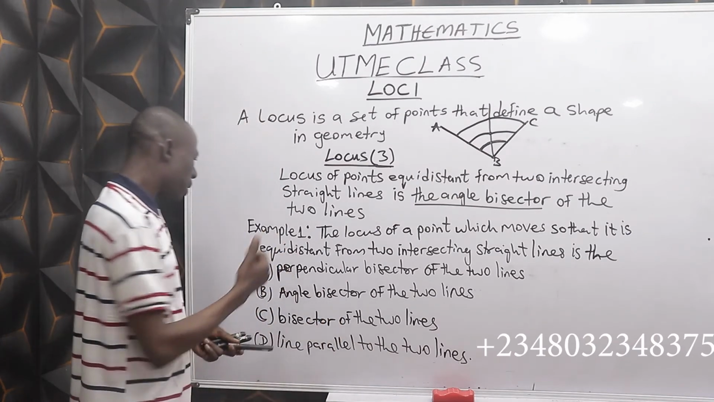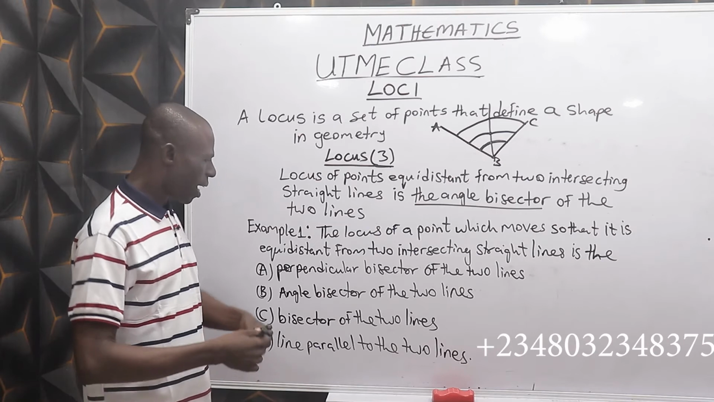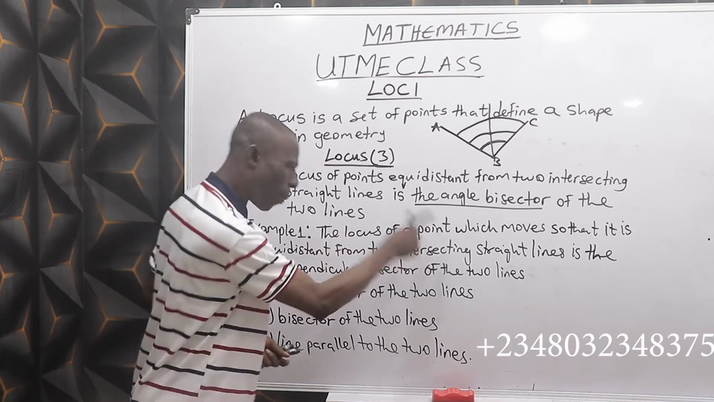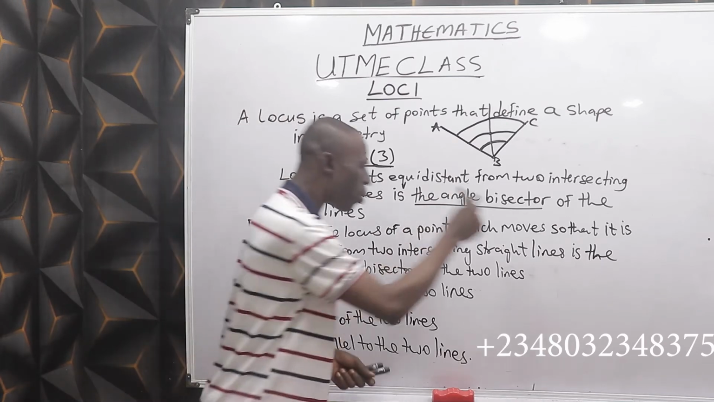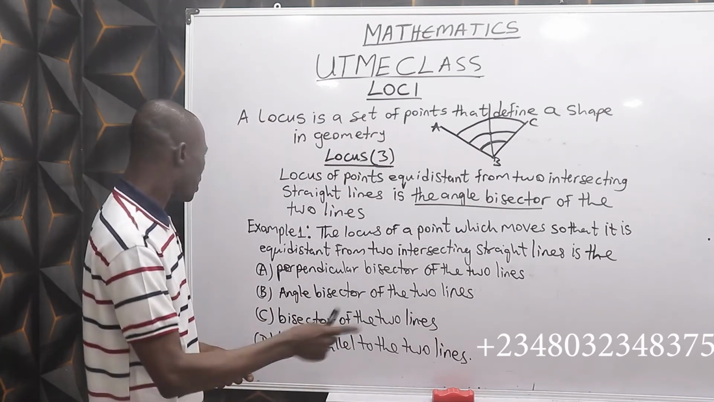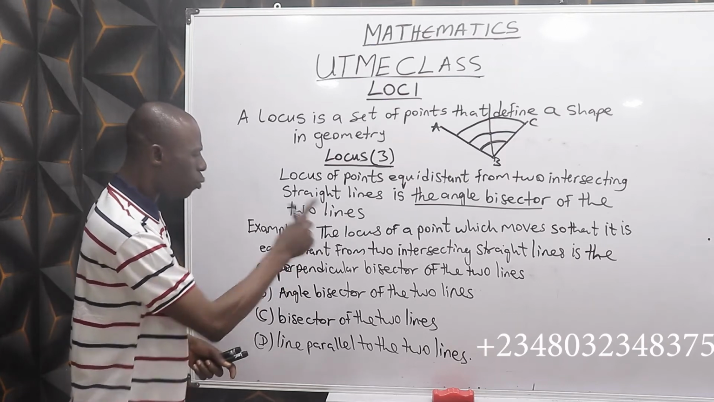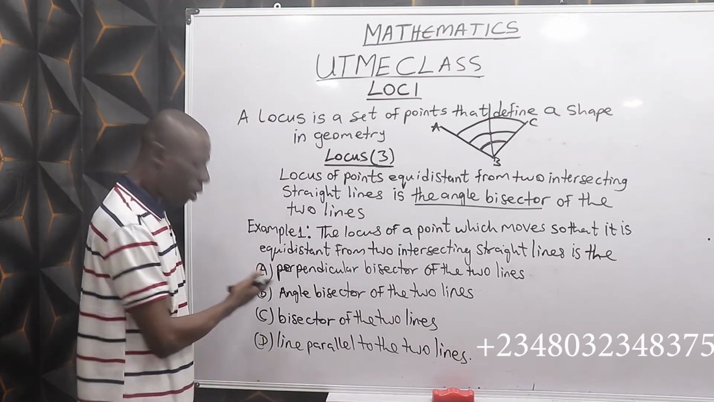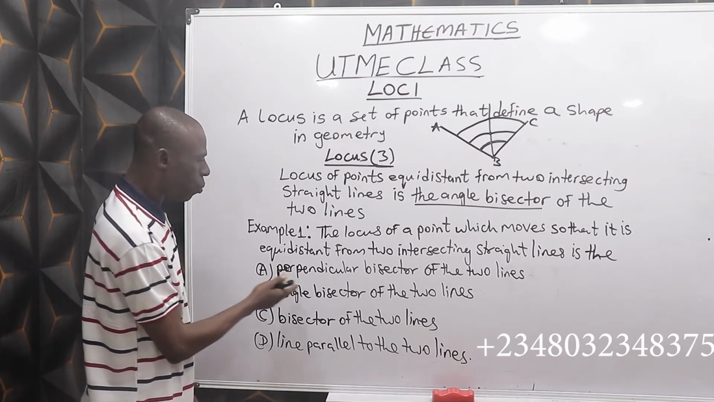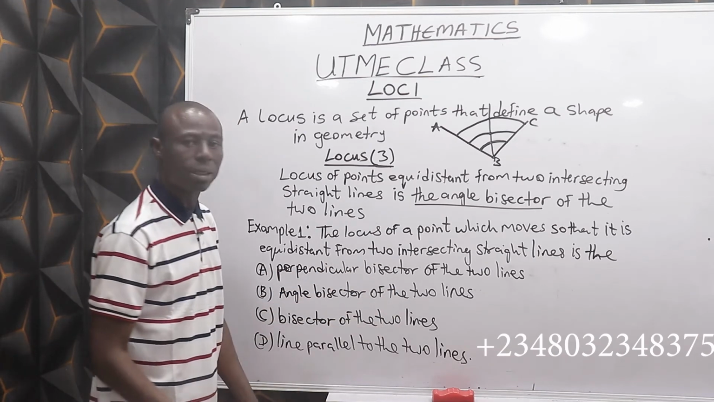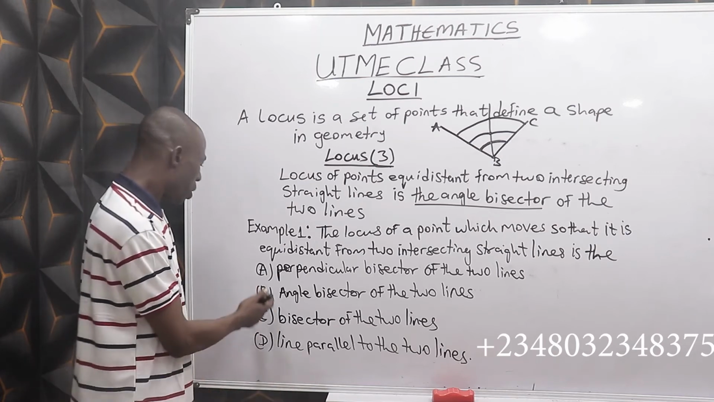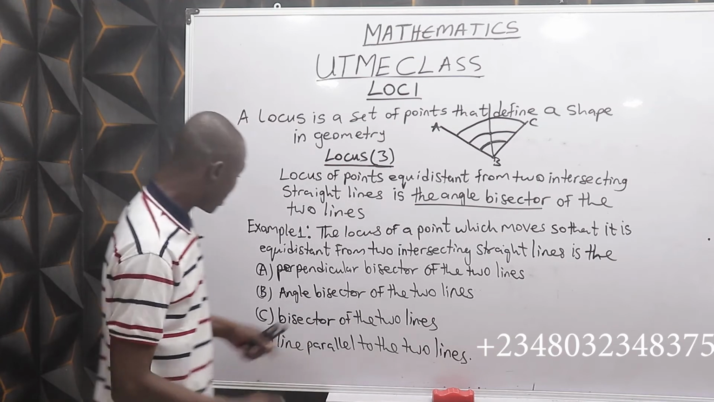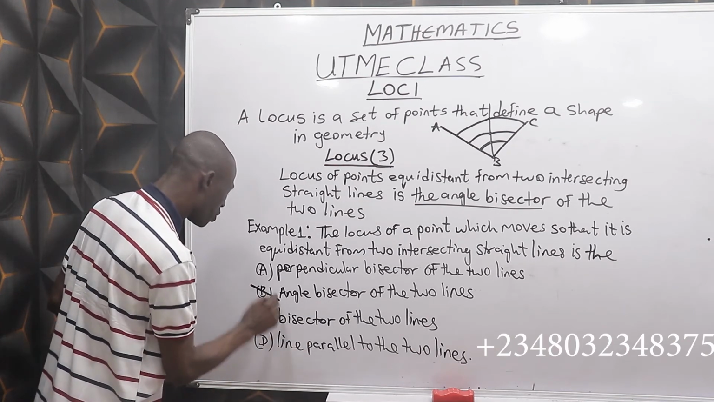So, come to example 1. It has no working, just understanding. The locus of a point which moves so that it is equidistant from two intersecting straight lines is the what? Option A, perpendicular bisector of the two lines. No. B, angle bisector of the two lines. That is the answer. Option B.